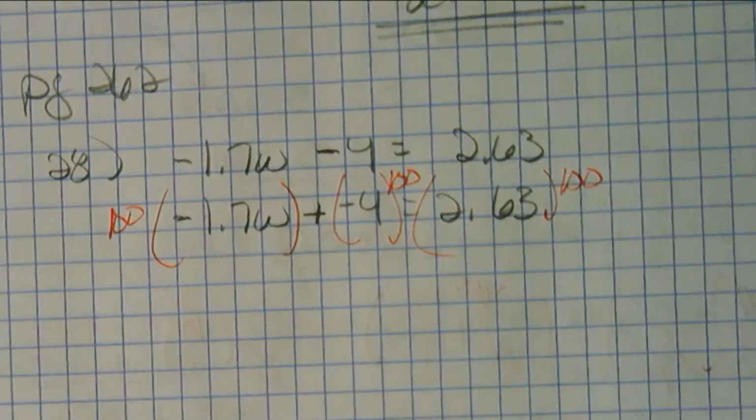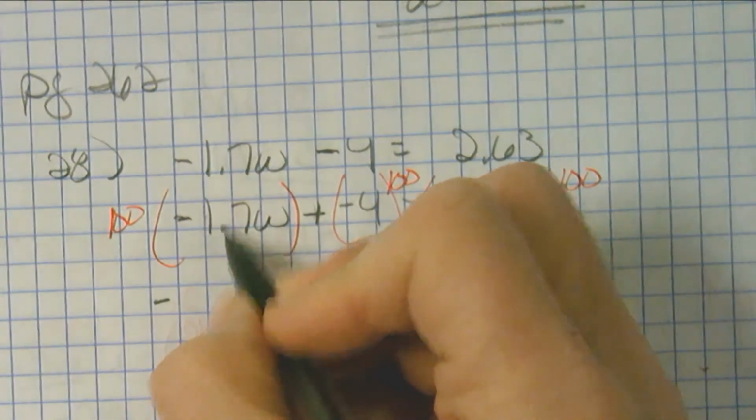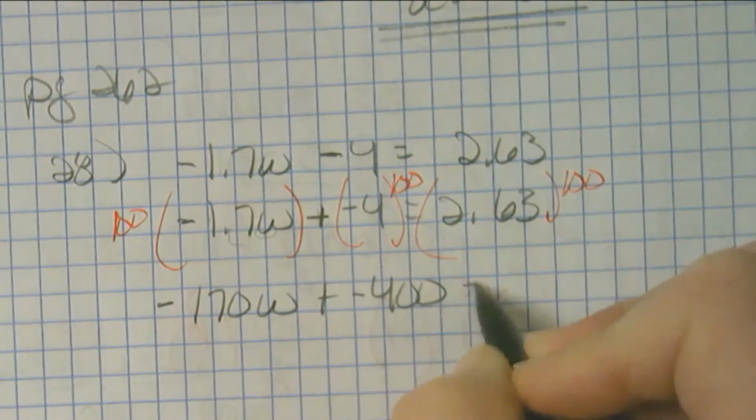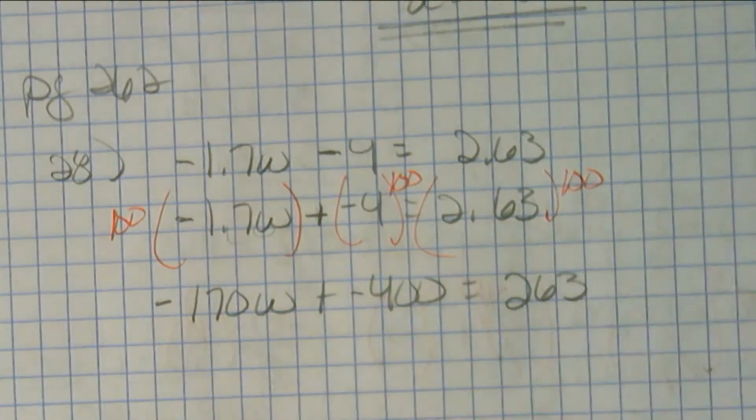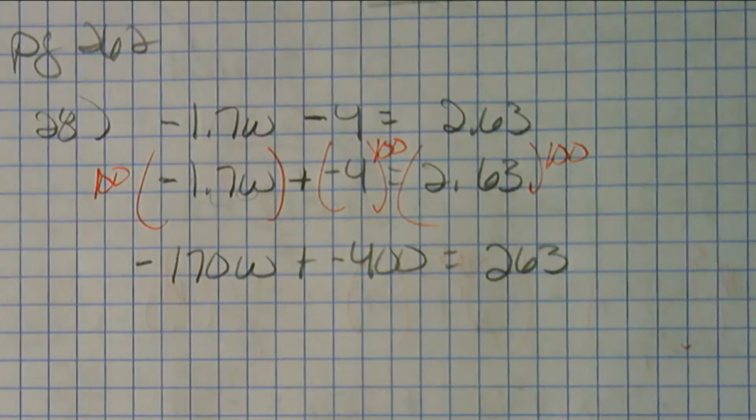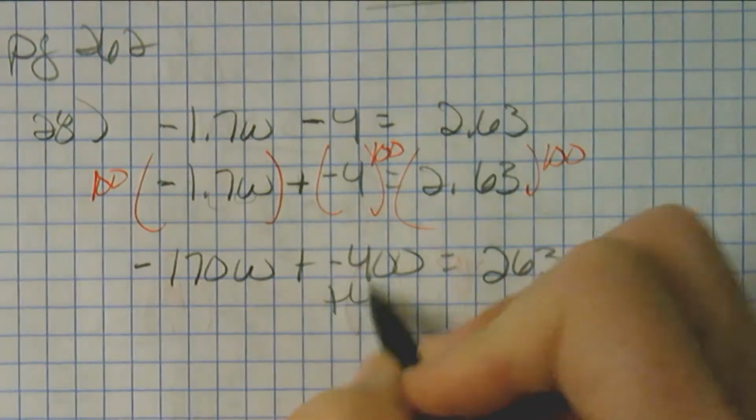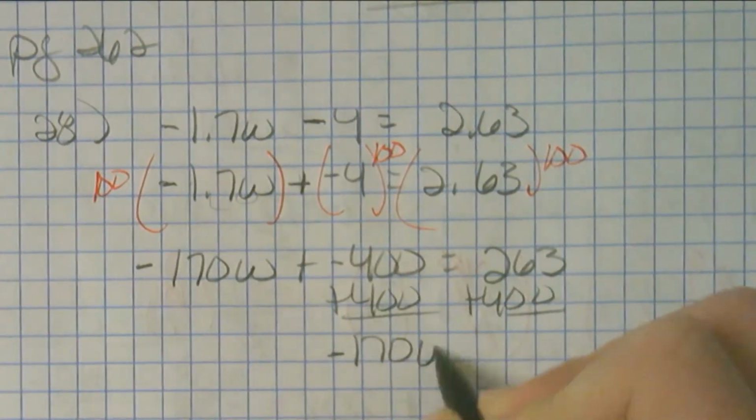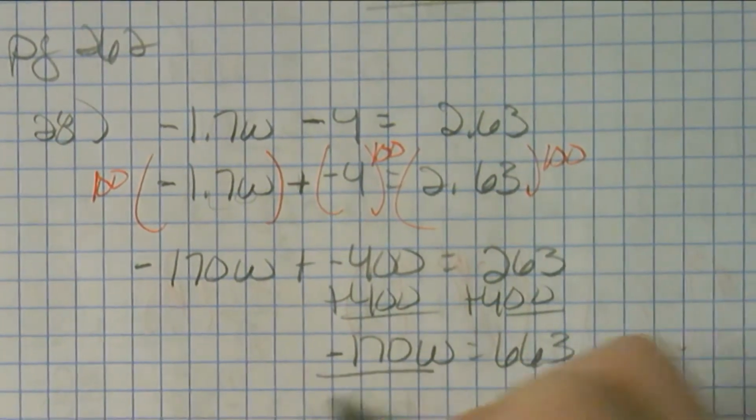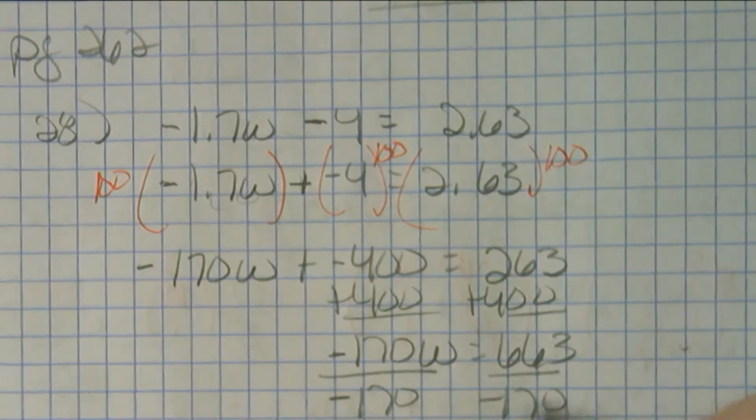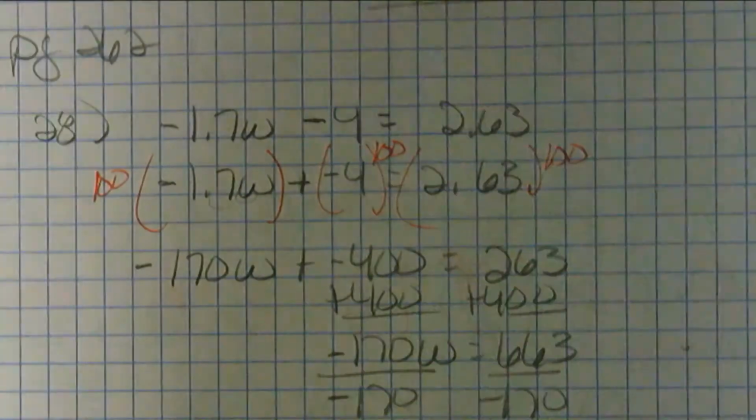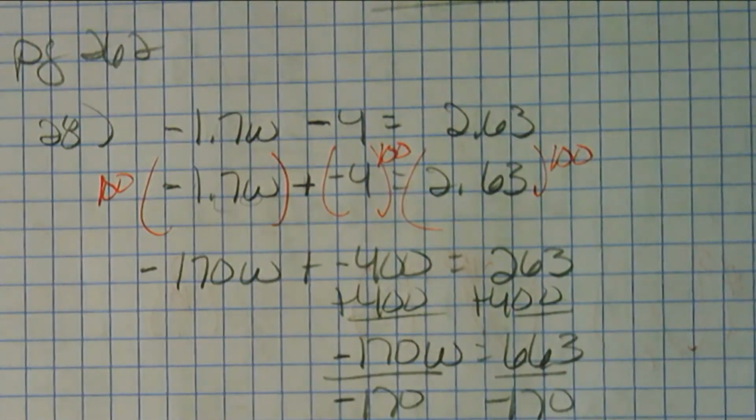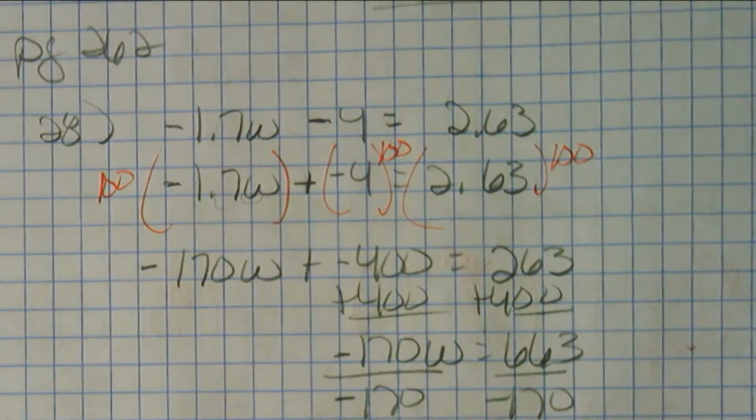All right, so I end up with negative, well, I move it 2 places, so that's a negative 170w plus negative 400 is equal to 263. Are you cool with that? Awesome. I'm going to add 4 to each side. Or, I'm sorry, 400. I get negative 170w is equal to 663. Divide each side by a negative 170. All right, and when I do that division, I end up with 663 divided by 170, and I should end up with a negative 3.9.